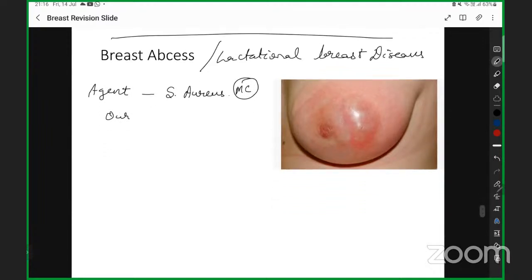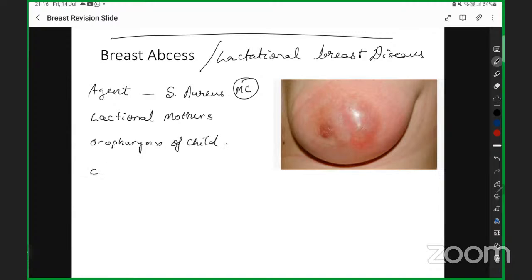Now moving on to the source. How does this breast abscess come? Breast abscess usually comes in a lactational mother. Why does it come in a lactational mother? Can someone guess? Very easy. Because of the oropharyngeal infection of the child, the mother is going to get infection in the breast. So that is your breast abscess.